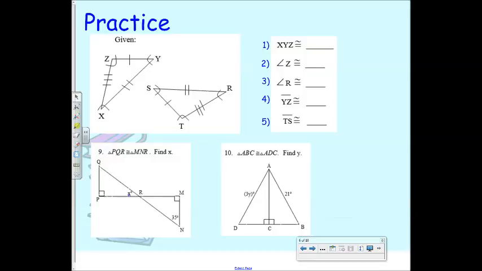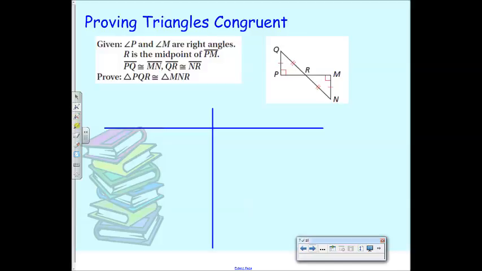Okay, so if we are going to use this in a 2-column proof to prove that triangles are congruent, we need 3 angles and 3 sides. So the first thing we do in a 2-column proof is copy down all of our givens. So I'm going to say that my first given is that angle P and angle M are right angles.